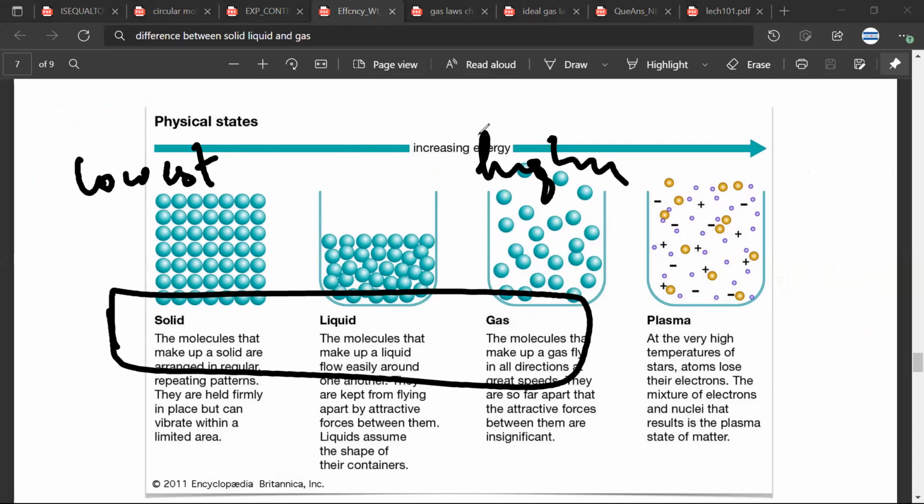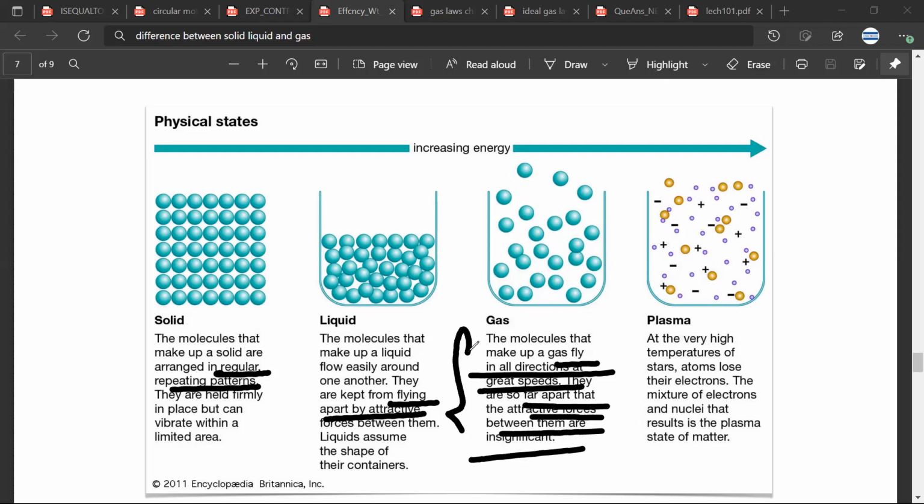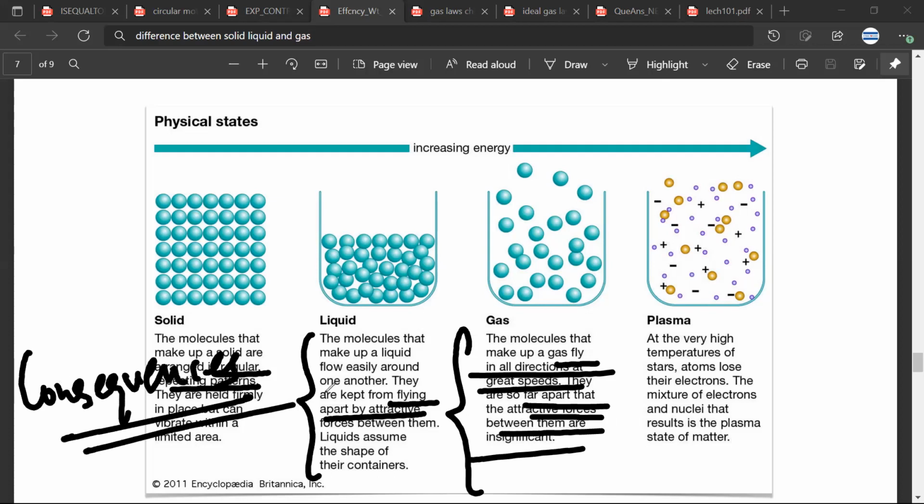So, your answer is absolutely correct, sir. Solids are regular repeating patterns, and then liquids are flying apart, and then you have gas molecules which are flying in all directions at great speeds. They are also far apart, so the attractive forces between them are insignificant. So basically these are the consequences of the difference in energy. Mr. Ariman, any doubt? No doubt.